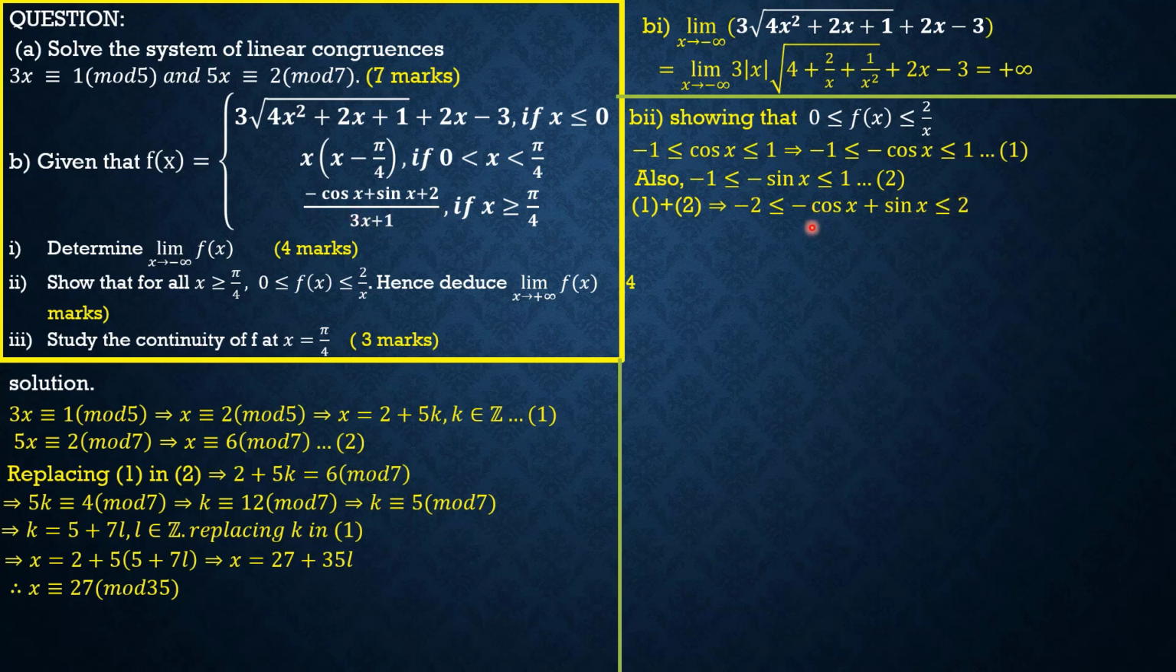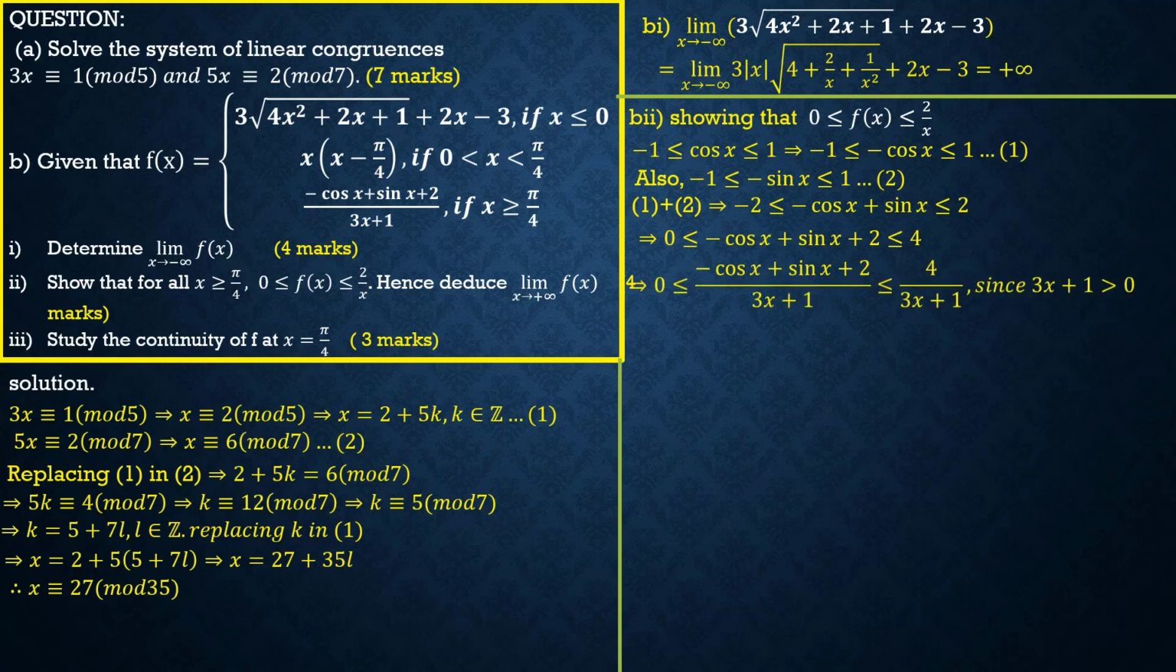Now we are going to create this function from this inequality. So if I add 2 on both sides, what do we get? We have that -2 plus 2 will be 0, and negative cos x plus sin x plus 2 will be less than or equal to 2 plus 2, which is 4. And from here, since 3x plus 1 is positive, because x is greater than or equal to pi on 4, which is a positive number, I can divide all through by 3x plus 1 with no fear.